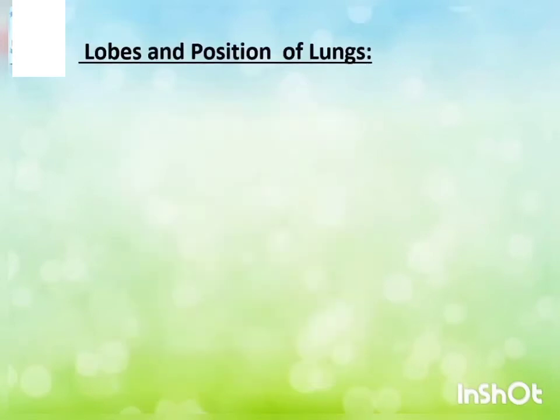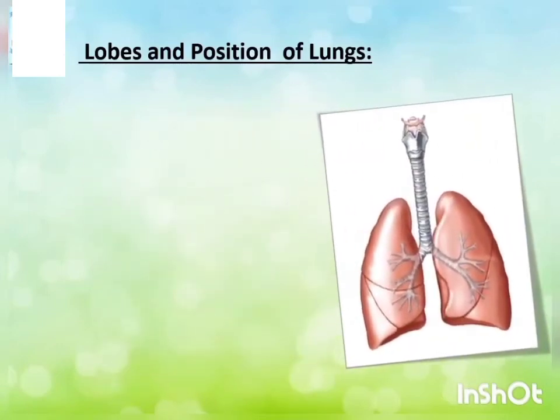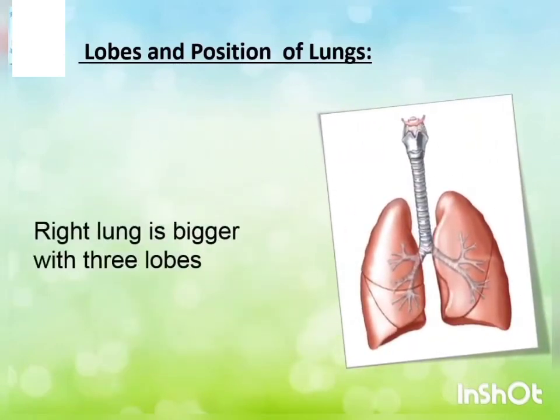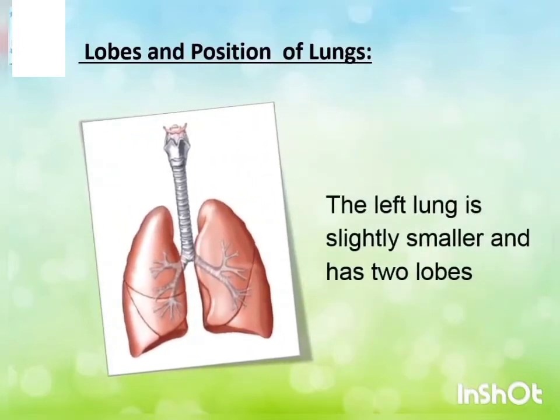Now we will discuss lobes and position of lungs. Right lung is bigger with 3 lobes. Look at the diagram. 1, 2 and 3. And the left lung is slightly smaller and has 2 lobes. Look at the diagram. 1 and 2.